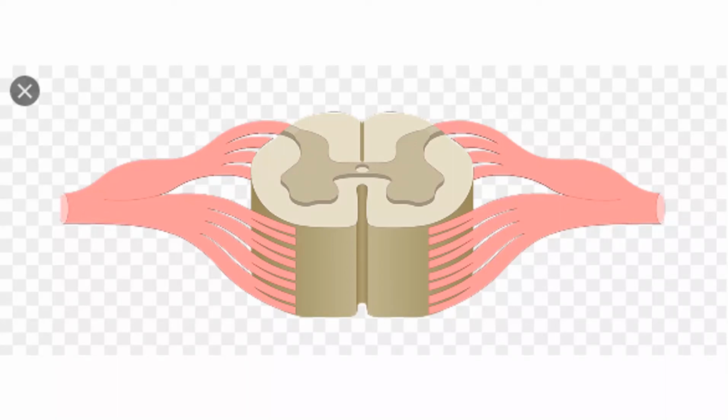This is a PowerPoint presentation of the second part of the central nervous system that extends from the brain down the vertebral canal, and this is the spinal cord.